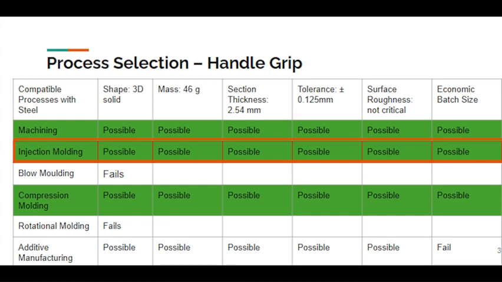Next we have our process selection for the handle grip. Again, we went with injection molding due to the material. Out of the three possibilities, we felt that injection molding was the most reasonable because of the price that it would cost to do it versus things like machining or compression molding.